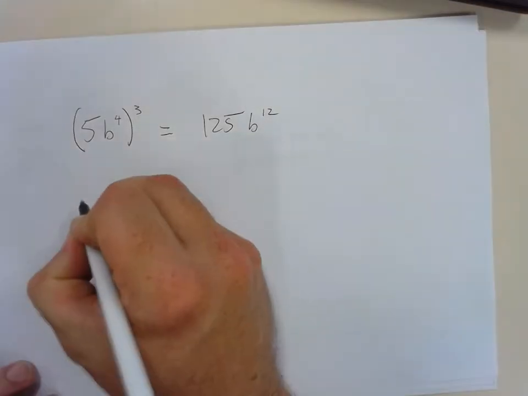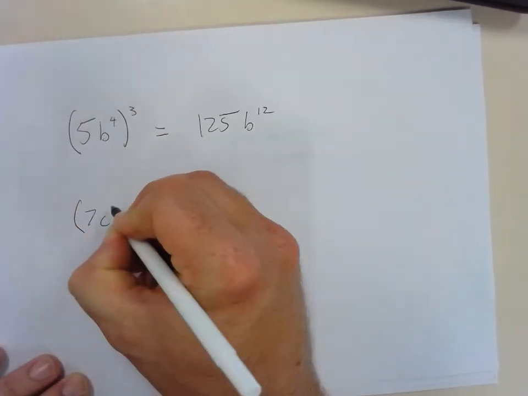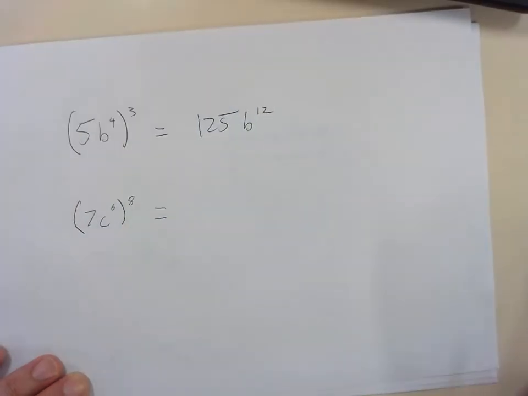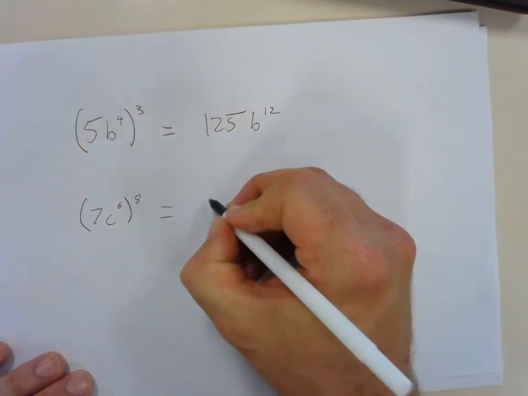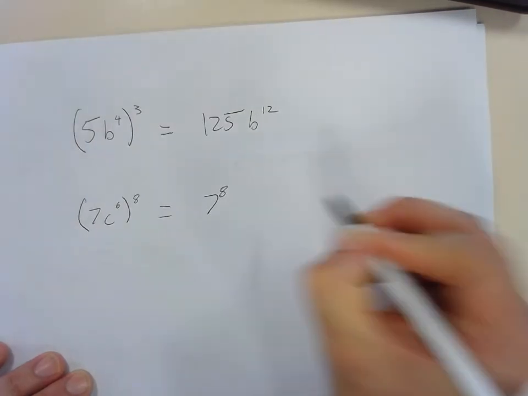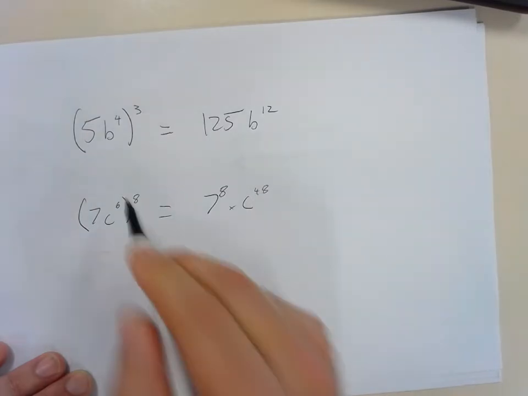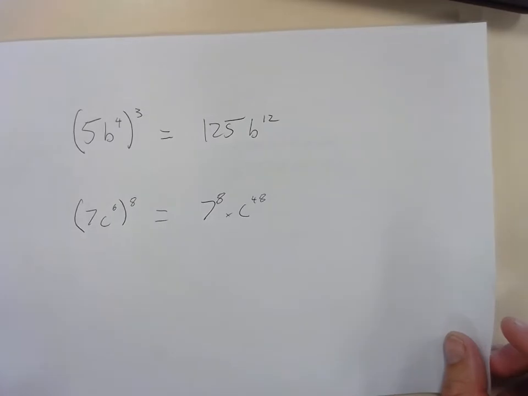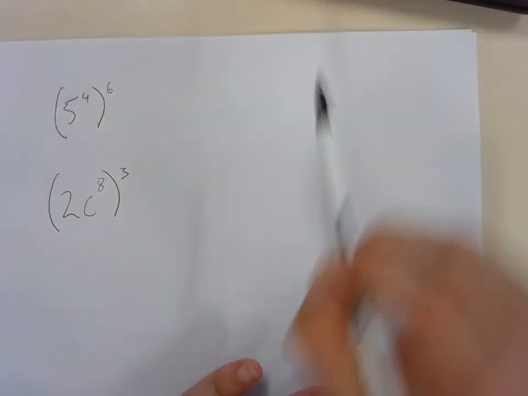And if you end up with something like, say, 7c to the power of 6, all to the power of 8, you wouldn't be expected to go, well, what is 7 to the power of 8? So you just write it like that. 7 to the power of 8 times c to the power of 48. 6 times 8 is 48. So that's how you'd write that one, unless you got your calculator and you're really wanting to work out 7 to the power of 8.